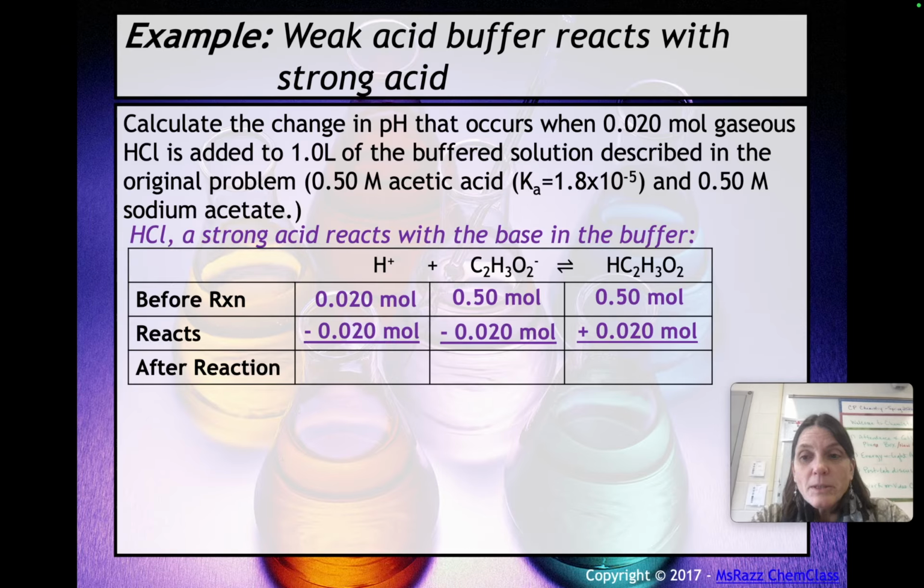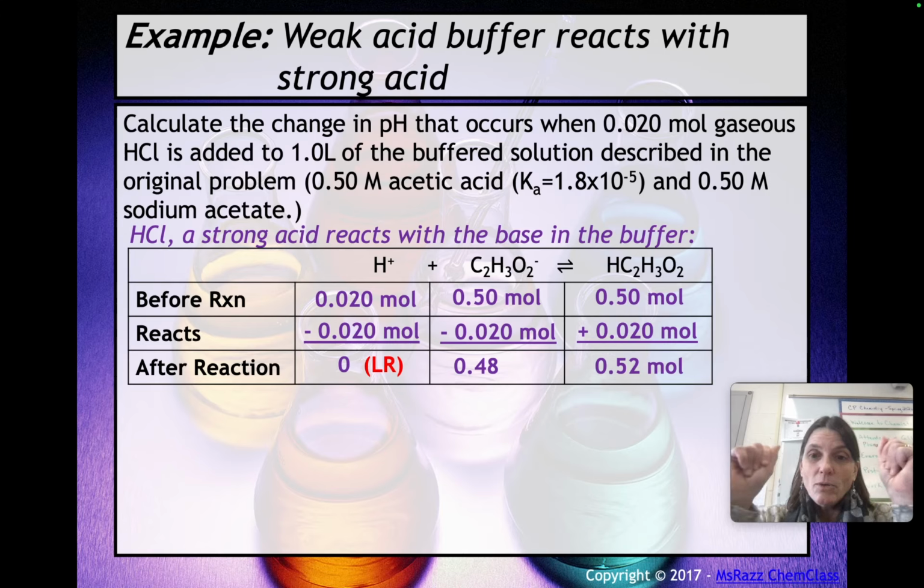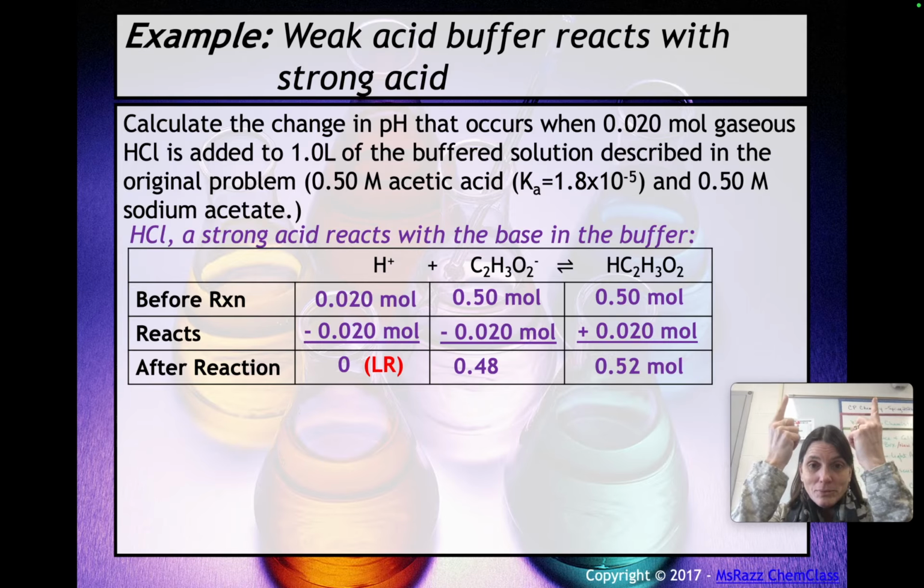So all of the H+ gets consumed. Only 0.02, the same amount. It's all 1-to-1 mole ratio. So we're going to go down by 0.02, down by 0.02, and then we're going to go up by 0.02. So after this one-way street reaction has gone to completion, what's left over is that we've adjusted our quantities again. Our conjugate base has gone down by 0.02 and our conjugate acid has gone up by 0.02, okay?